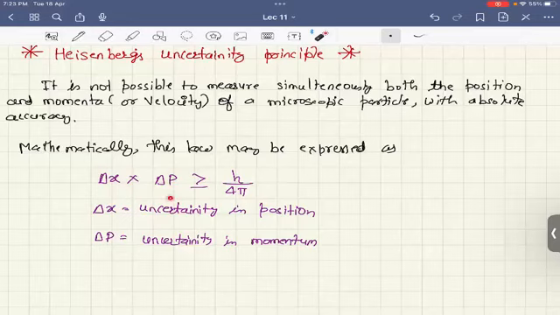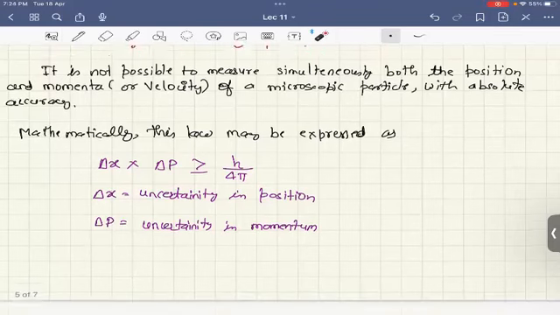On the other hand, if delta p is small, the momentum of the particle is measured more accurately, whereas delta x would be more. That would be a larger uncertainty with regard to the position of the particle. In other words, if the position of a particle is measured accurately, there will be more error in the measurement of momentum, and conversely, if momentum is measured more accurately, the position will not be accurately known.